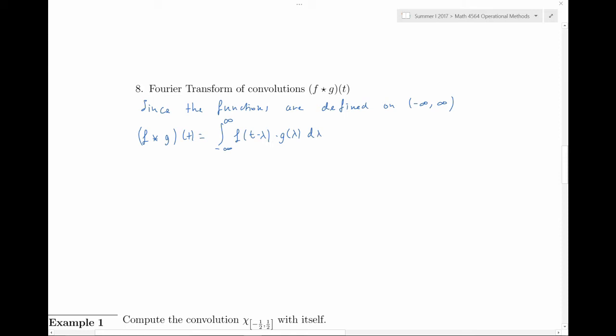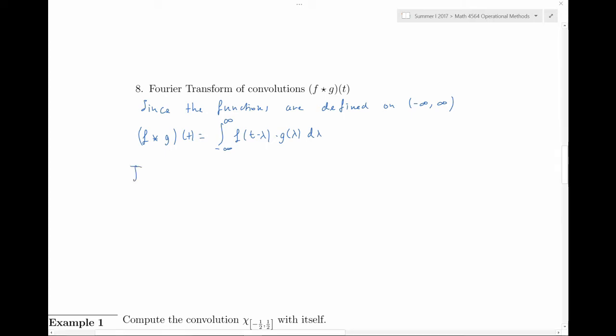And this definition is not different than the definition from the Laplace transform. I repeat, we integrated for the Laplace transform from 0 to t only because one of the functions, either f or g, will be exactly 0 outside the interval from 0 to t. And hence there was no reason to integrate outside of this interval.